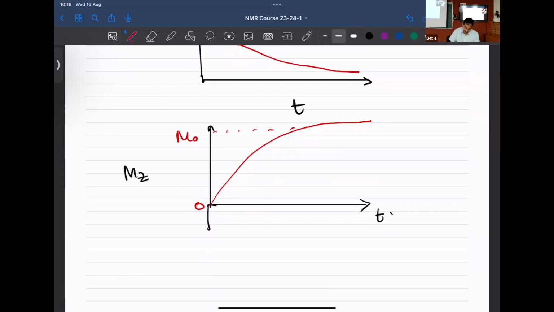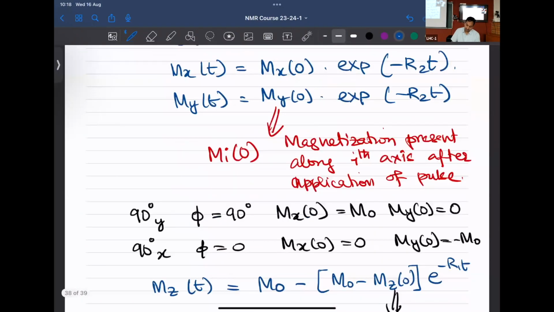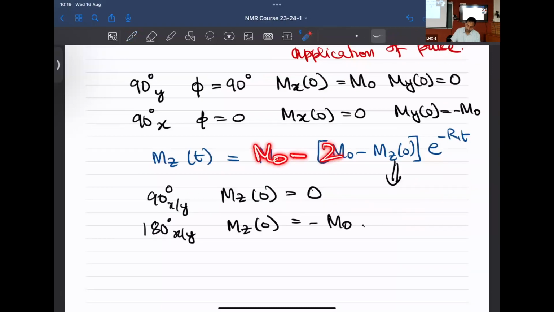At the same time, if you ended up applying a 180-degree pulse, you will end up having a recovery that goes from minus M naught to something like this. The rate will still be the same. So initial rate will be much faster for 180, which makes sense, right? Because you will have M naught minus 2 M naught e power minus R1t if it's a 180-degree pulse. Correct? So the prefactor for the recovery will be faster initially for a 180-degree pulse than 90. But the rates are same.